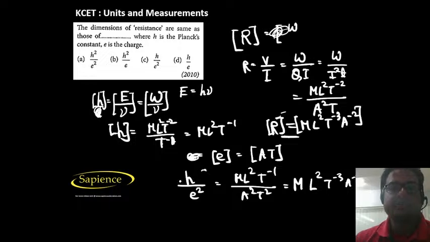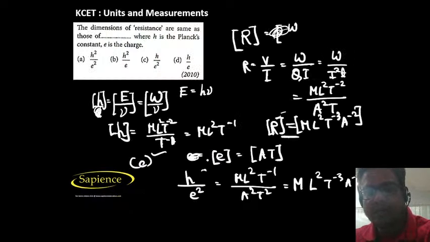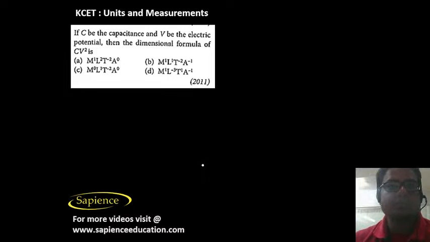So we should do h by e square, which is option C. And C is the correct answer. Hope you have understood. Thank you. If you cannot understand any of the steps, or if you have any doubts regarding any of the questions or solutions, please write us in the comment section. Then we shall solve this question.